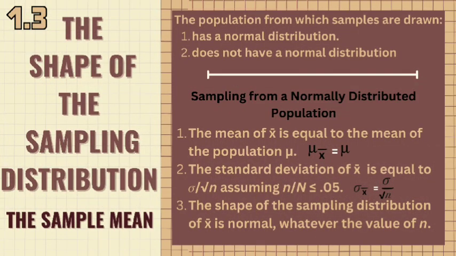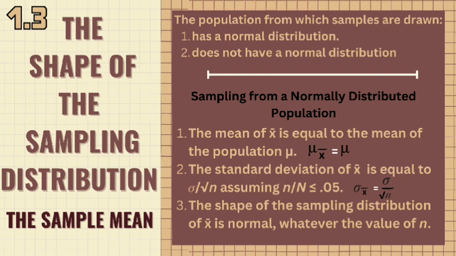The shape of the sampling distribution of sample mean has two cases. The first case states that the population from which samples are drawn has a normal distribution, while the second case is the total opposite of the first case. Yan naman, it is because it states that the population from which samples are drawn does not have a normal distribution kuno. Now, let's discuss first the first case, which is the sampling from a normally distributed population.